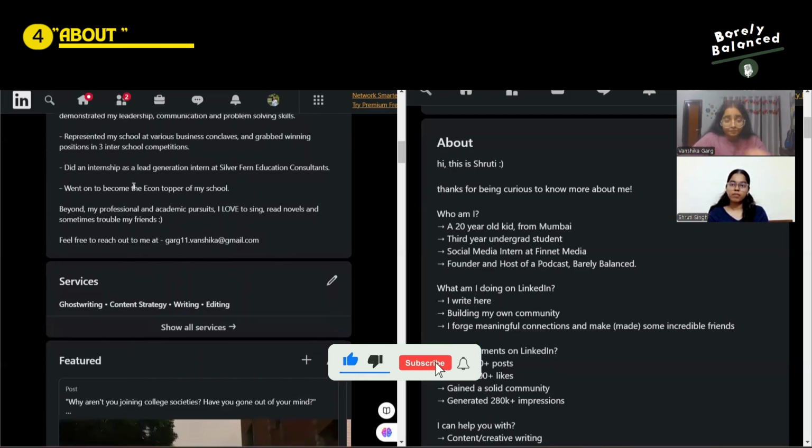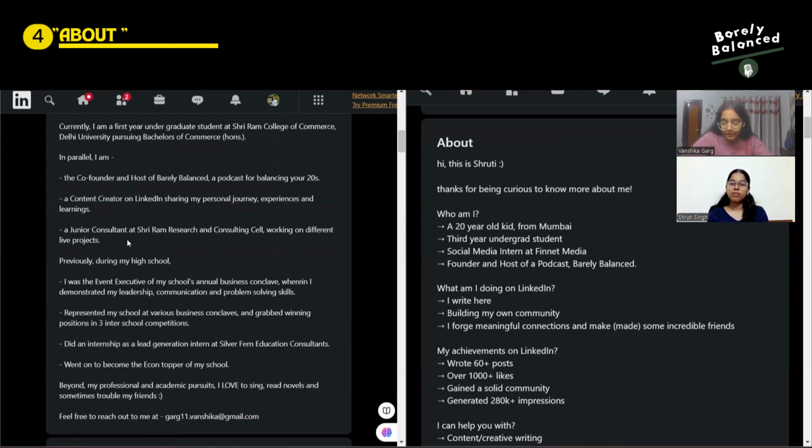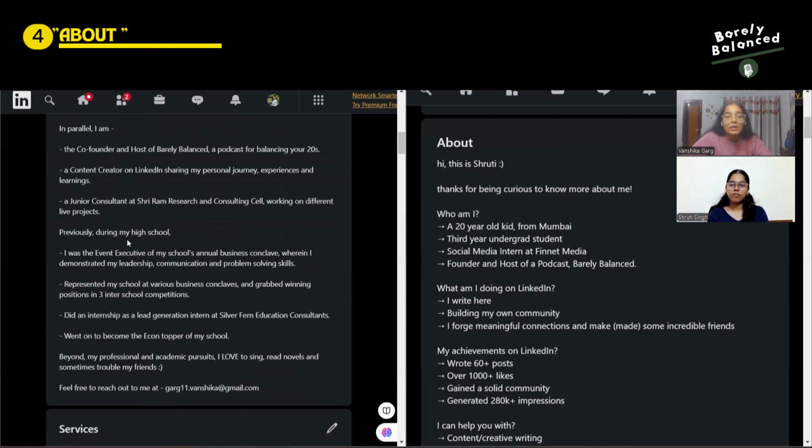Then uske baad, I wrote about the beyond section, that beyond my professional and academic pursuits, I love to sing, read novels. So this is kind of a line that just adds a human touch to it. तो अभी तक जितना भी लिखा था वो काफी प्रोफेशनल हो रहा था. तो it's important कि you make the other person also relate to your about section.